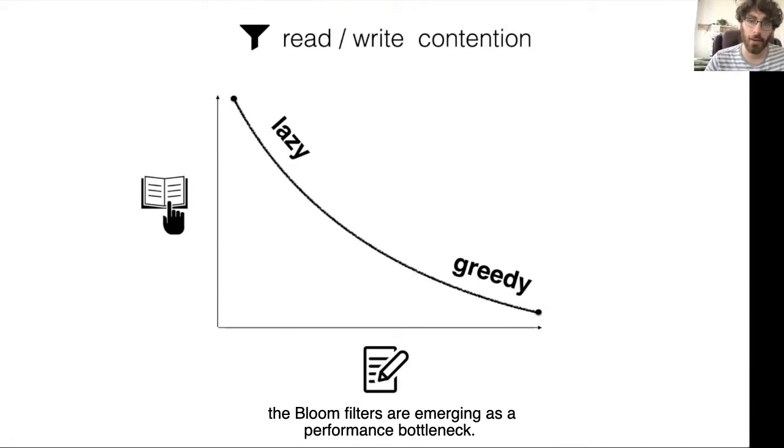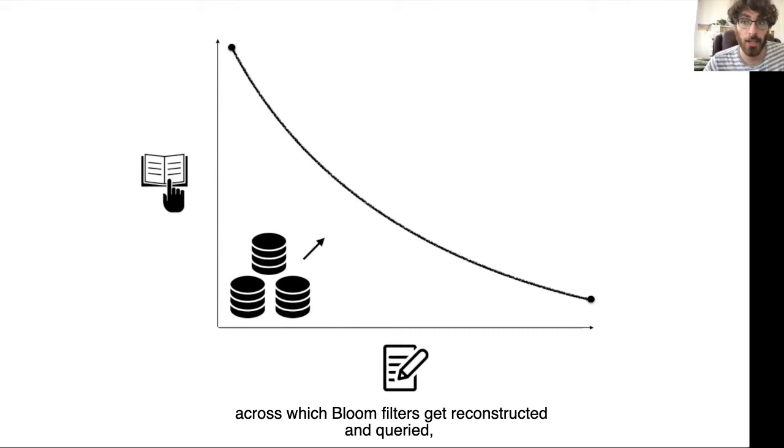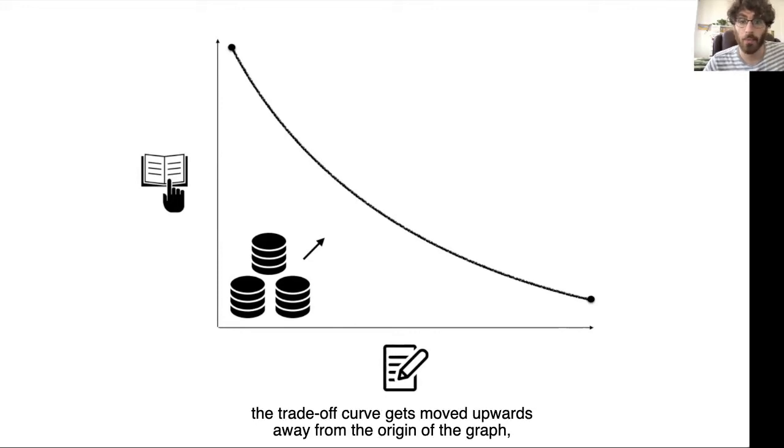a performance bottleneck. With greedy policies, the problem is Bloom filter insertions, while with lazy merge policies, the problem is Bloom filter probing. To make things worse, as the data size grows and there are more levels across which Bloom filters get reconstructed and queried, the trade-off curve gets moved outwards, away from the origin of the graph, leaving applications with fundamentally worse trade-offs to choose between.